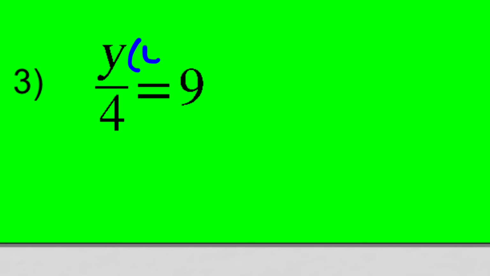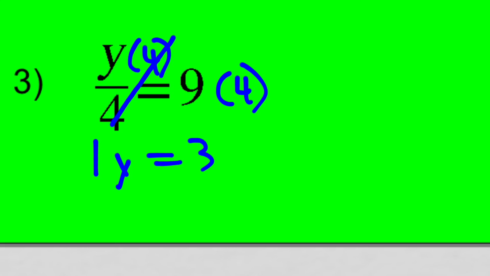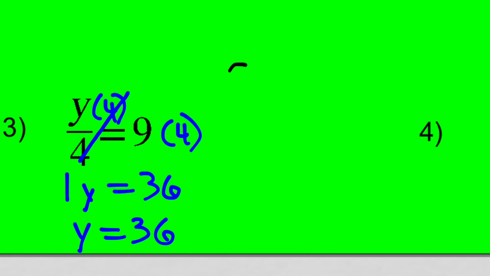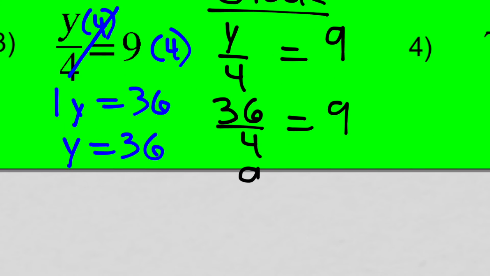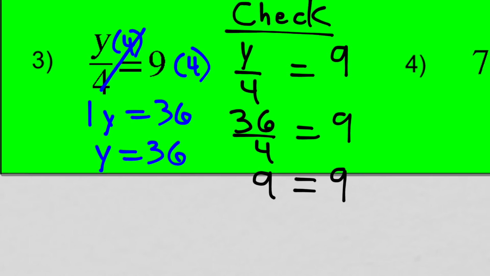So I'll multiply by 4, and 4 divided by 4 is 1, and I still have y. I multiply this side by 4, and 9 times 4 is 36. Or I can just say y is equal to 36. To check it, y divided by 4 equals 9. Replace the y with 36. 36 divided by 4 equals 9. And that is true. 36 divided by 4 is 9.